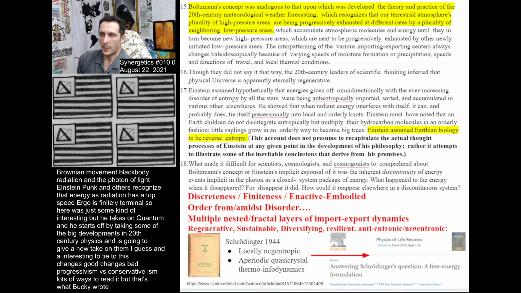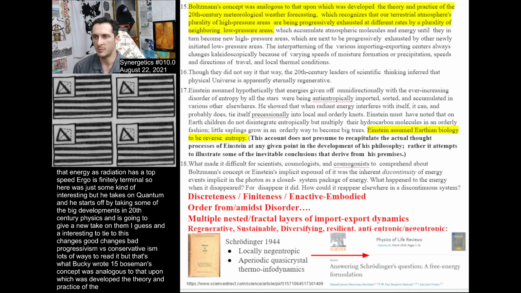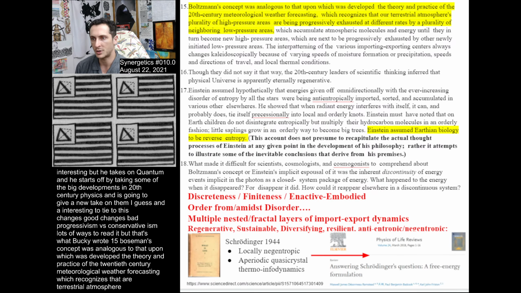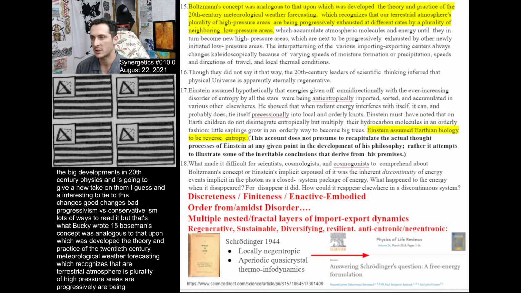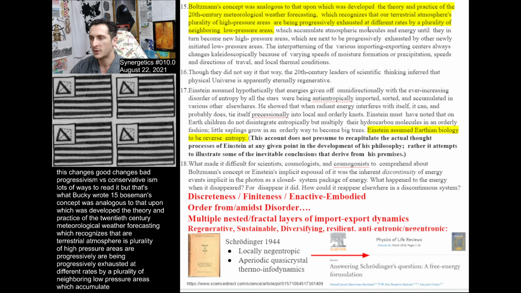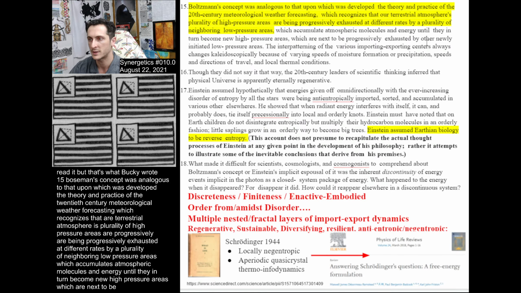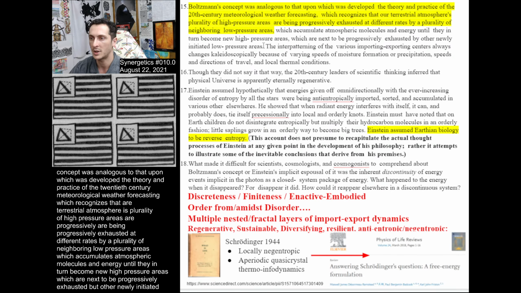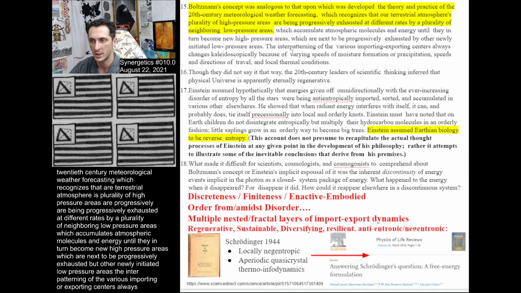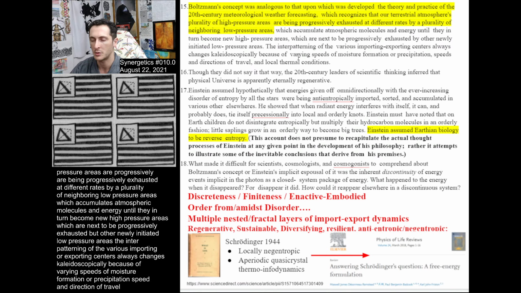15. Boltzmann's concept was analogous to that upon which was developed the theory and practice of the 20th century meteorological weather forecasting, which recognizes that our terrestrial atmosphere's plurality of high-pressure areas are being progressively exhausted at different rates by a plurality of neighboring low-pressure areas, which accumulate atmospheric molecules and energy until they, in turn, become new high-pressure areas, which are next to be progressively exhausted by other newly initiated low-pressure areas. The interpatterning of the various exporting centers always changes kaleidoscopically because of varying speeds of moisture formation or precipitation, speeds and direction of travel, and local thermal conditions.